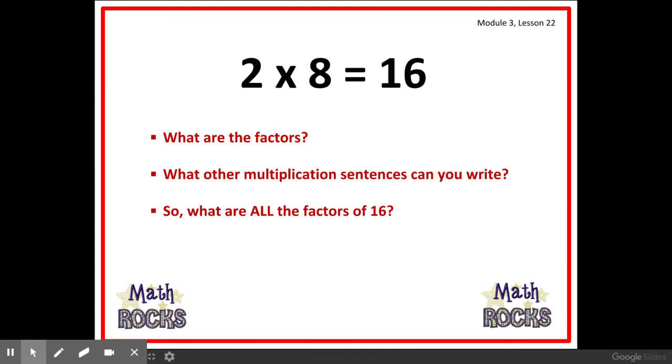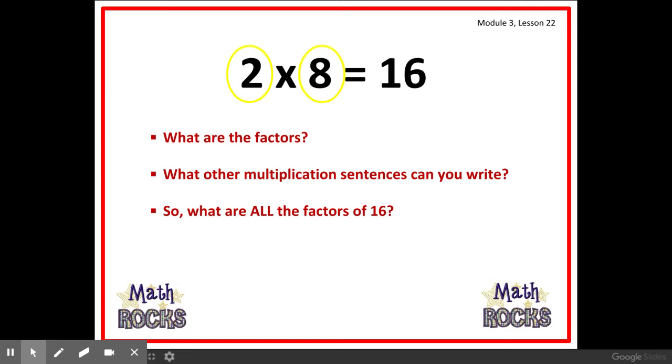So let's take a look at this one. 2 times 8 equals 16. First of all, what are the factors? I want you to press pause, circle your factors, and play to check. Okay, do you have your factors? Are they 2 and 8? Great. Yes, 2 and 8 are the factors in this multiplication sentence. Good job. What other multiplication sentences could we write for 16? What else could we multiply by each other to make 16?